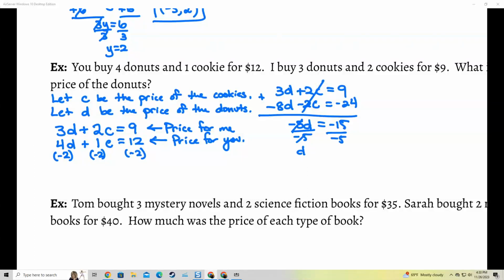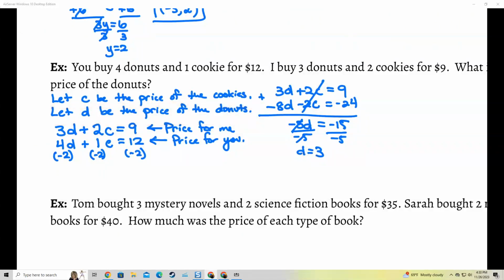And I get D equals 3. Be careful, because I know it says donuts equals 3. That does not mean that you bought 3 donuts. Remember, what did D represent? D represented the price of the donuts. So when D equals 3, that means the donuts cost $3.